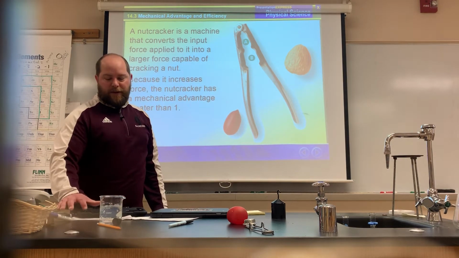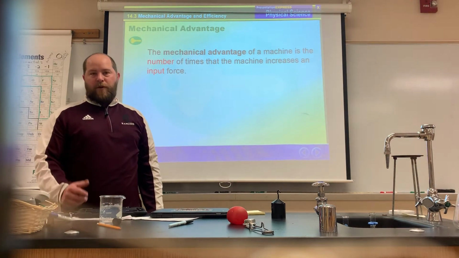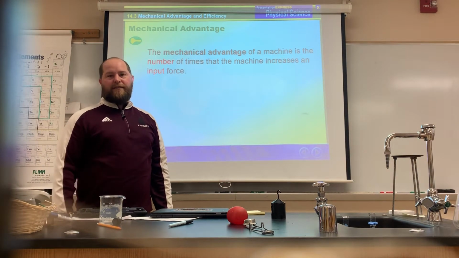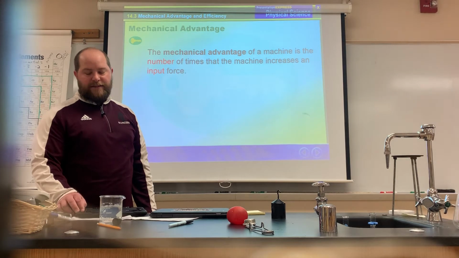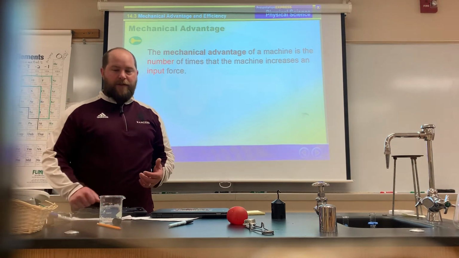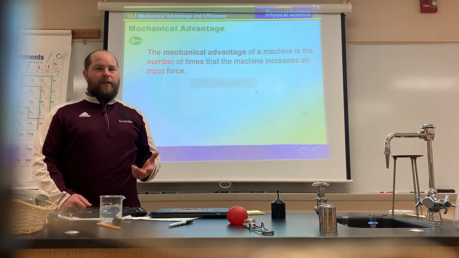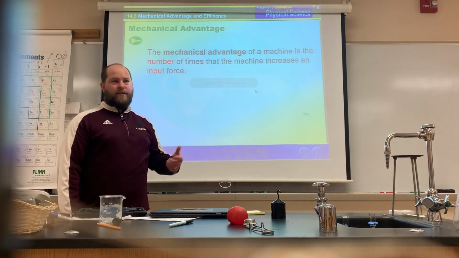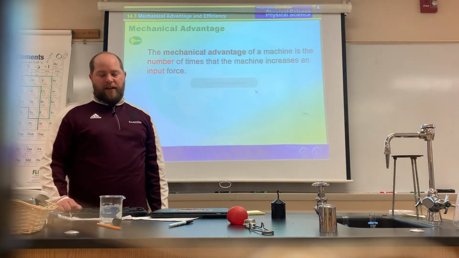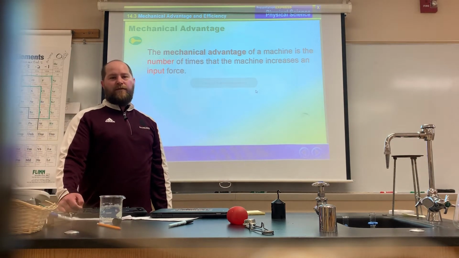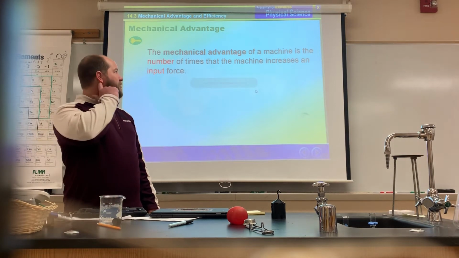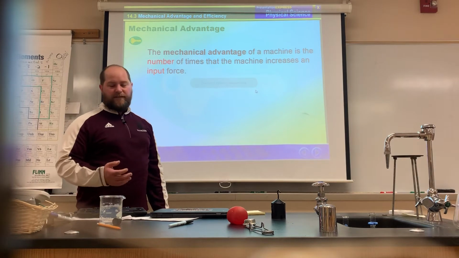Alright, so let's keep working. So here's the vocab word. Mechanical advantage of a machine is the number of times that the machine increases an input force. So if you look at the previous example, if we put in 5 newtons of force, we got 20 out. The mechanical advantage was 4. If we put in 5 newtons of force and we got 30 out, the mechanical advantage was 6. So it's just the number of times that it increases the force.